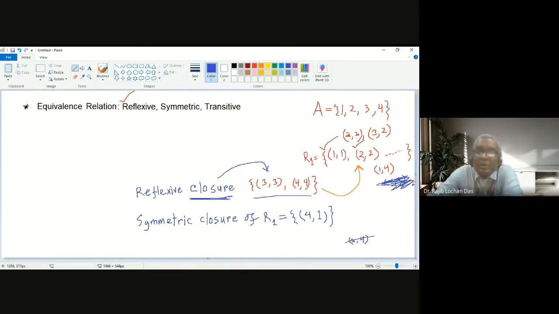Then fine. 1, 4 is there. Opposite of that, 4, 1 is necessary. Only the necessary items will be in the closure. That's all. So you now understand the transitive closure also.